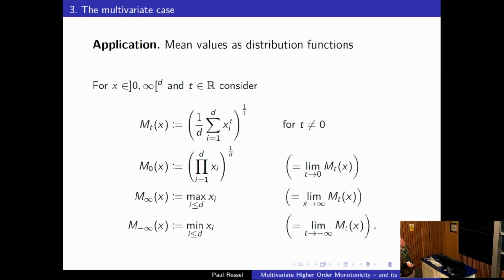Now an application, I would say an interesting application: mean values, or classical power mean values, as distribution functions. We fix a vector x of positive entries so far and a real number t, and consider these power means for t not 0, and then the 3 special cases. M_0 is the limit of this as t goes to 0, the geometric mean. M_infinity is the limit when t goes to infinity, the maximum, and the minimum when t goes to minus infinity.